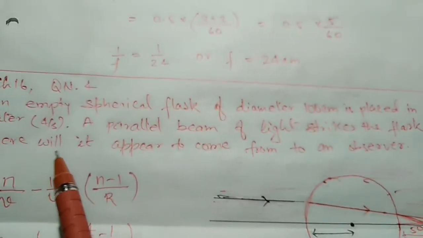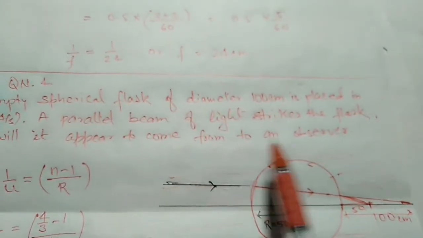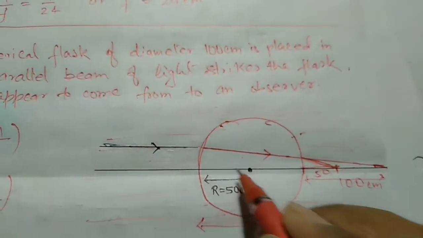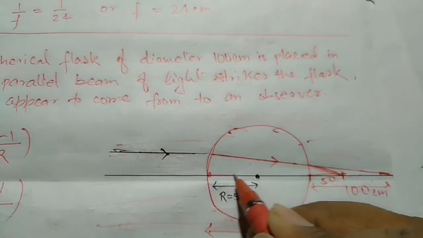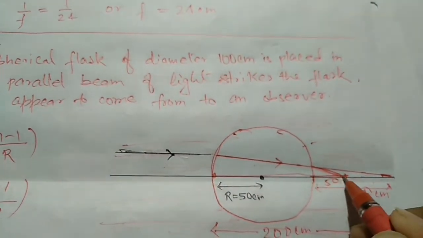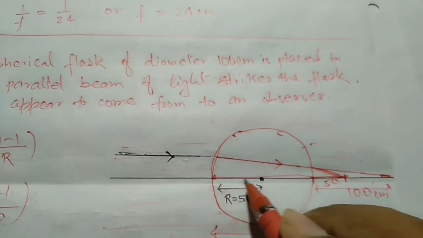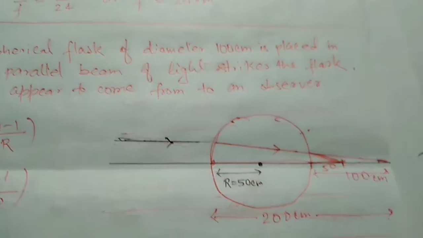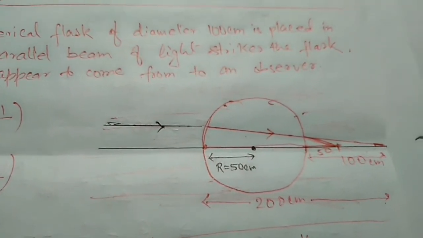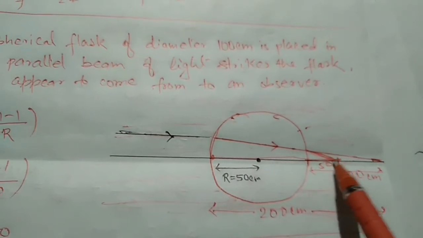The question was where will it appear to form? So where will it appear? From here, 100 plus 50. Where is it appearing from the surface? 100 plus 50, at 150 centimeter. This is the correct answer, 150.